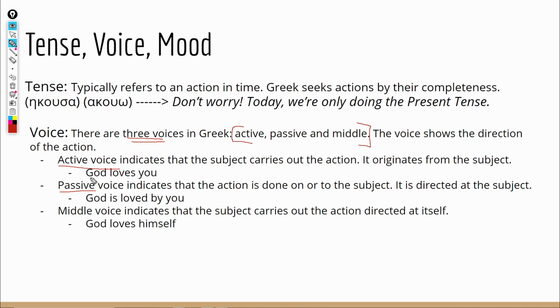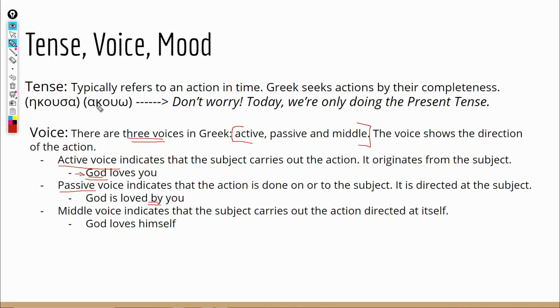So if the active voice says God loves you, God is the subject, God is doing the action of loving, and you are the recipient of that. But if you want to flip it and make this a passive sentence, where the verb is happening to the subject, you would say God is loved by you, right? God isn't loving you, you are loving God. You kind of flip it on its head a bit. And so Koine Greek uses voice all the time.